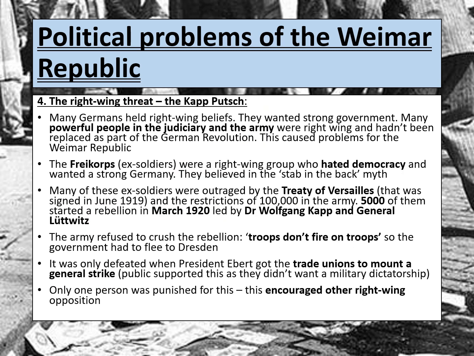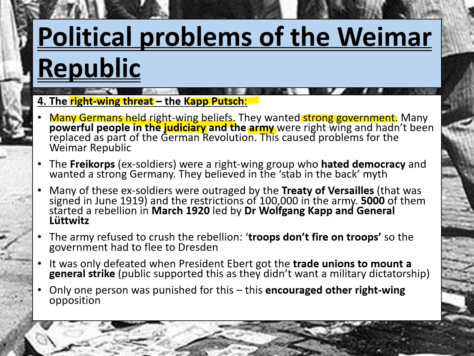The fourth political problem between 1919 and 1923 was the right-wing threat, and this took form as the Kapp Putsch. Now, the right-wing threat sort of existed really from the beginning of the Weimar Republic's establishment, because we know that many Germans at the time held quite right-wing beliefs. Many of them wanted a strong government, many actually wanted a return of the Kaiser or something similar, and there were powerful people within government like the judiciary and even the army who were right-wing, and they hadn't been replaced as part of the new German Revolution.